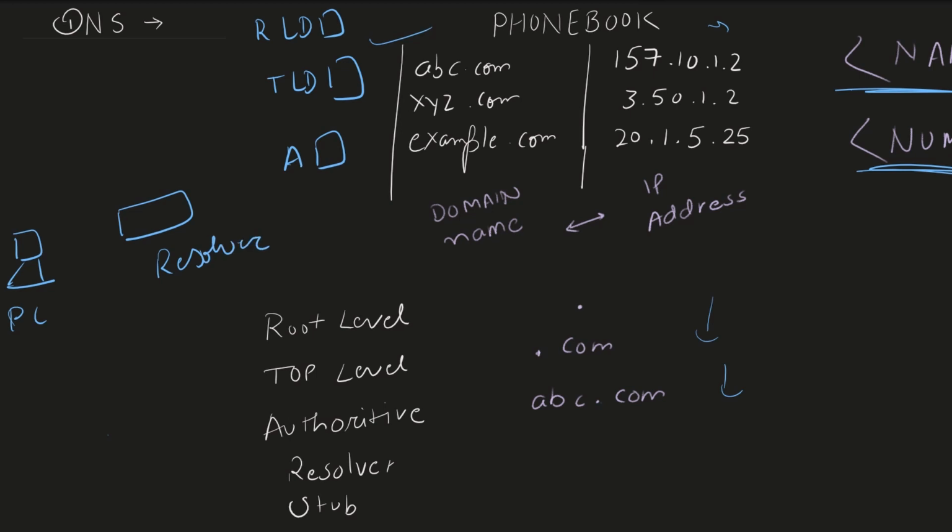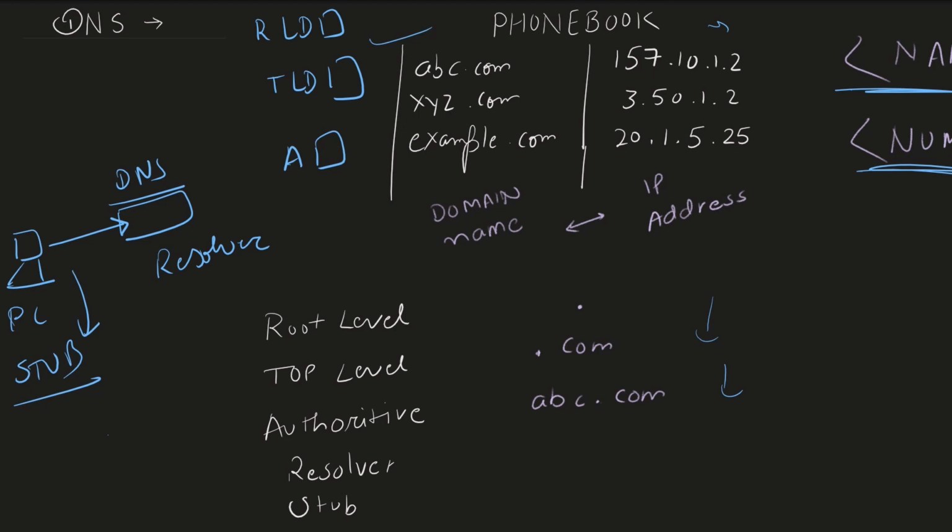This usually happens on the ISP side, or your internet service provider side. The PC itself will have a stub. It will first go to the stub and check whether it has the IP address of anybody, facebook.com or example.com, or not. Suppose it does not find an IP address in its stub or its cache, so it will go to the resolver, which is your DNS address or DNS server's address.